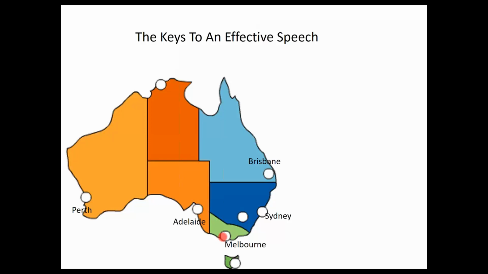Which moves us to Melbourne. Clarity of message, M for message. Are you clear of what your message is? If some people walk away with only one thing, what is your message? My one message today is all the great speakers in the world are able to present without notes.